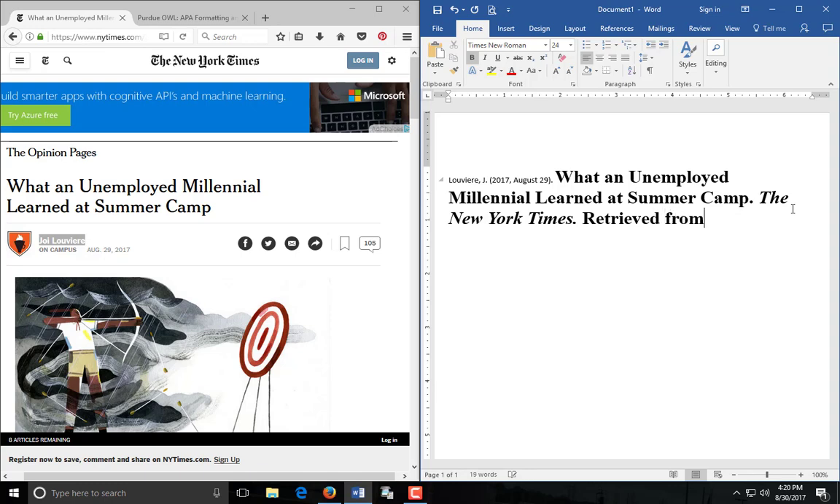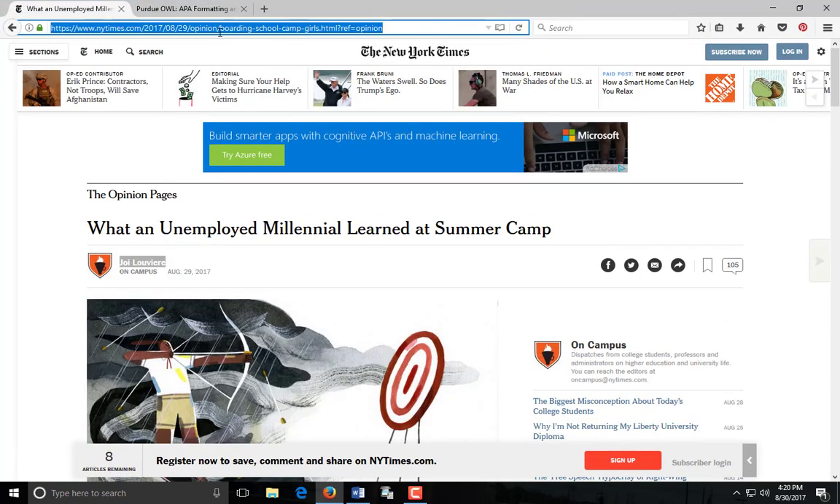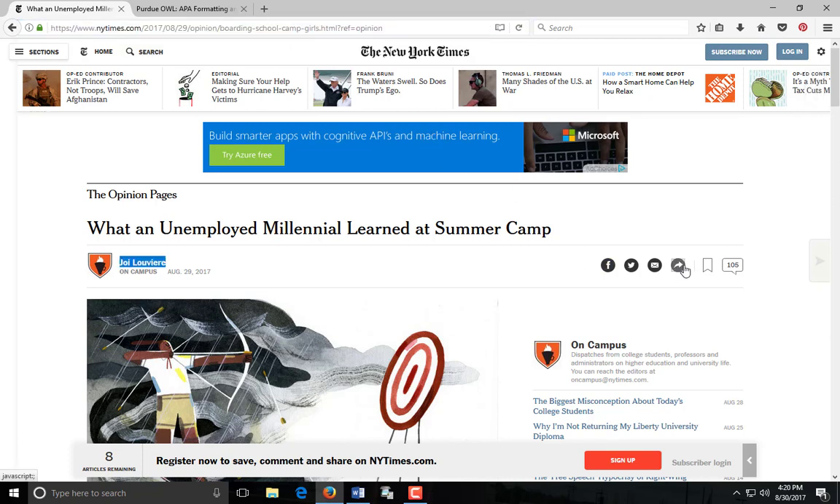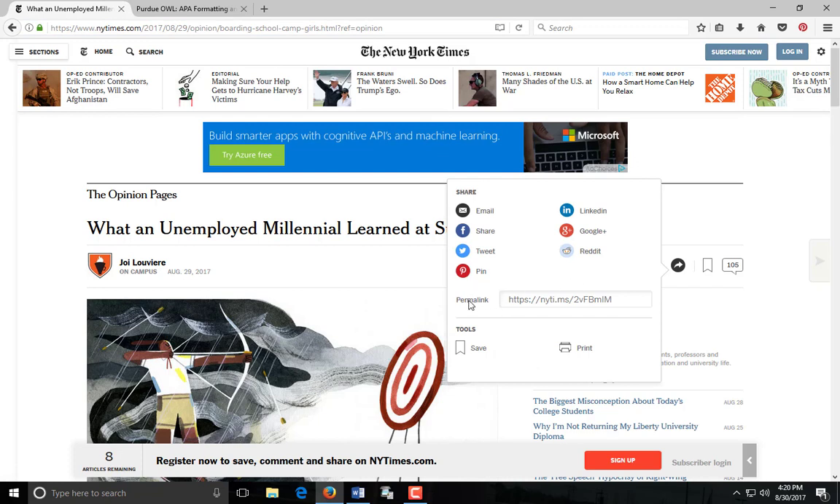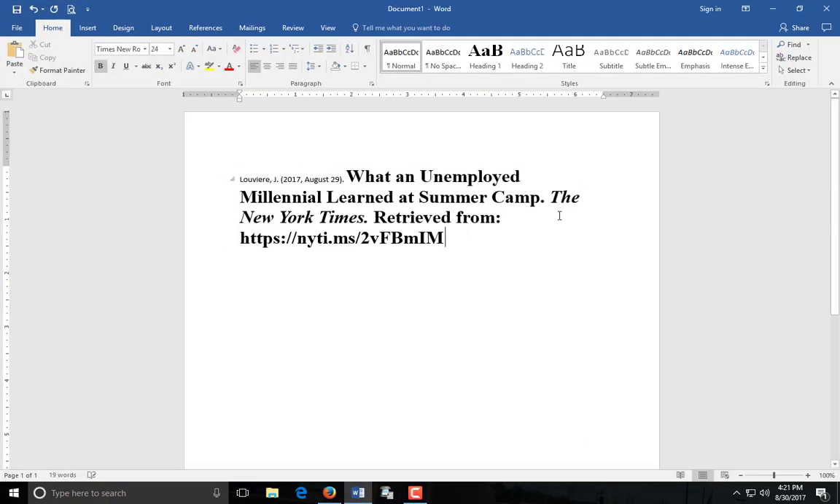Retrieved from. And you can copy this link up here, but as you'll notice, this is really long and it's got these other references and stuff in it. What I would do is go search around for anything that says permalink or stable link or something like that. So I'm going to copy this one and put that at the end.